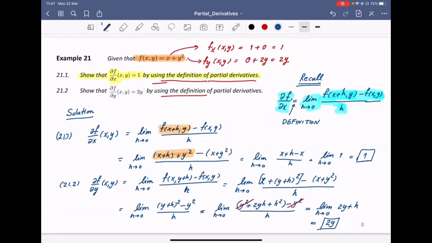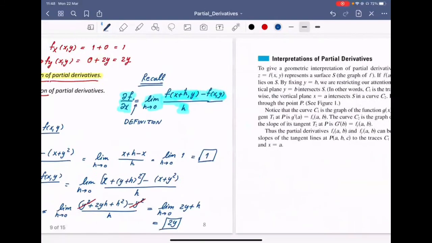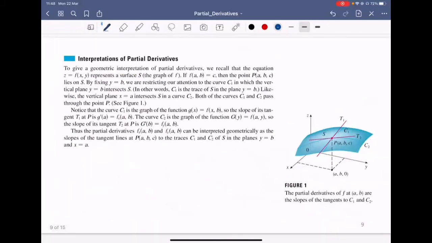Sounds good? I think we can talk more on another two slides, and then we can end the lecture today. The last thing that we're going to talk about today is the interpretation of partial derivative.